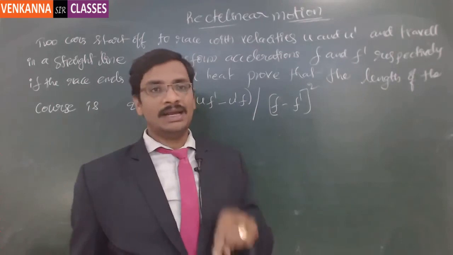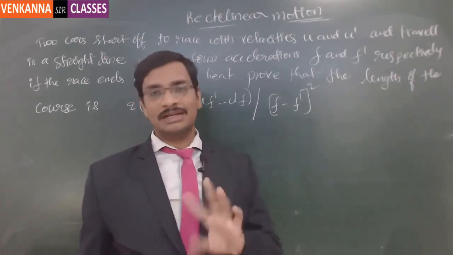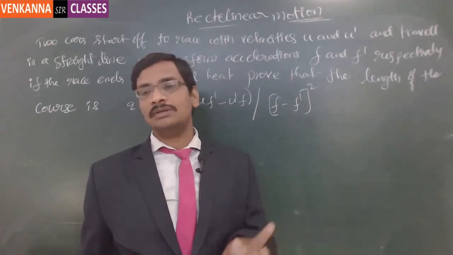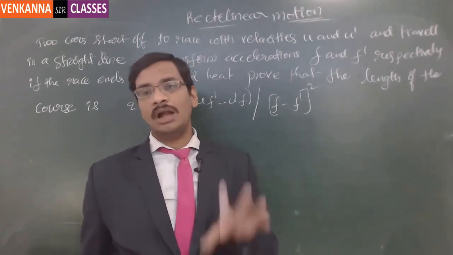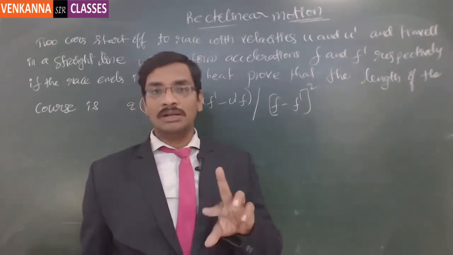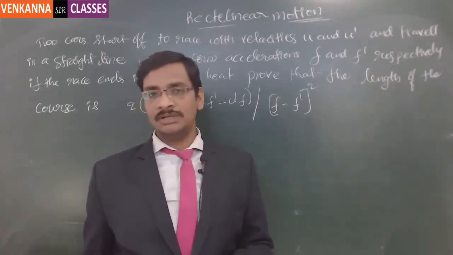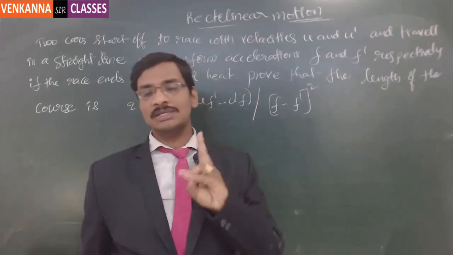So dead heat, I mean here it is, the tie. That means nobody won the race. So both are traveling with equal time and equal velocities. But the initial velocities are different and the initial accelerations are different, both of these. But the time is the same and the distance traveled is the same.